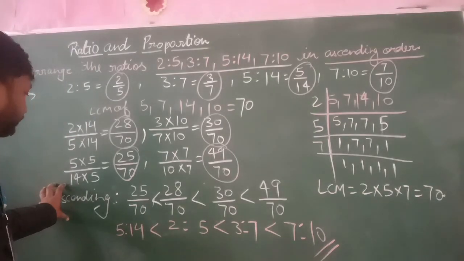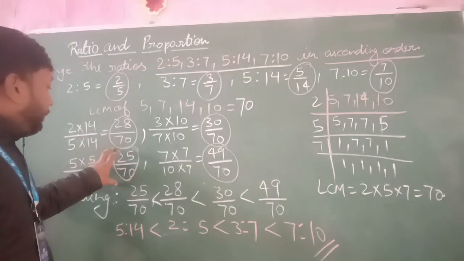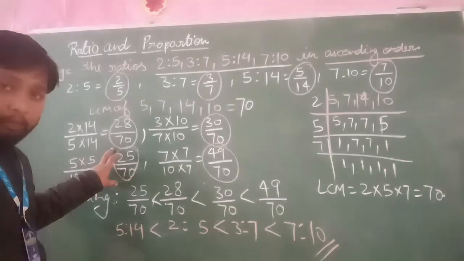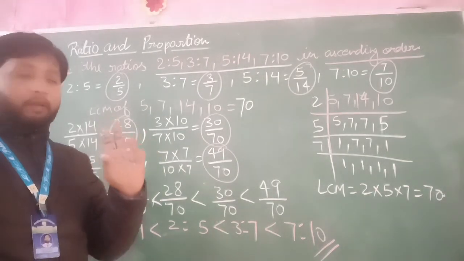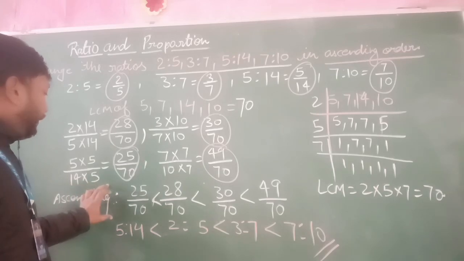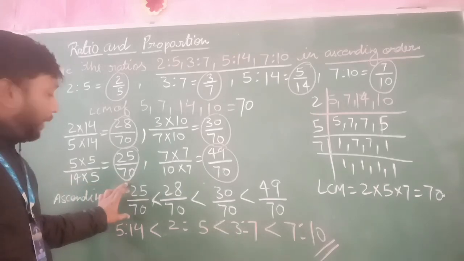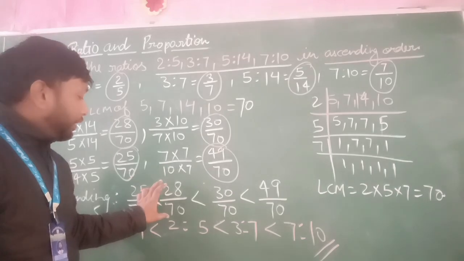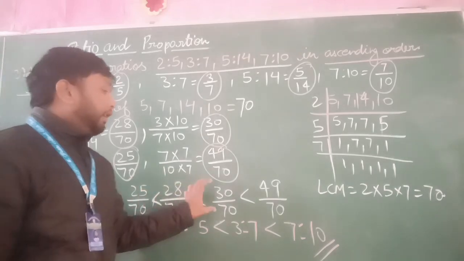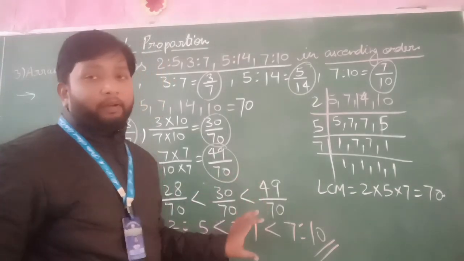So here we find that 25 upon 70 is the smallest one. While writing ascending order, we write the smallest number first. So we have written the smallest fraction 25 upon 70, then greater than 25 upon 70 is 28 upon 70, then 30 upon 70, then 49 upon 70.